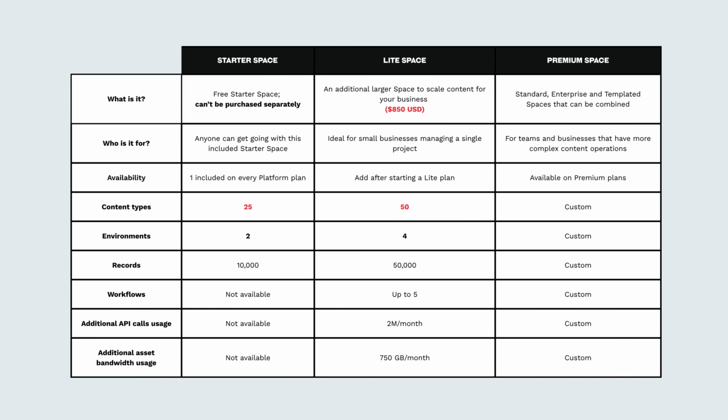So you can have a starter space that is free, and in this starter space you have a maximum of 25 content types. And you can also buy a light space, which is $850. In this plan you have 50 content types, and you can also have a premium space that has custom pricing.